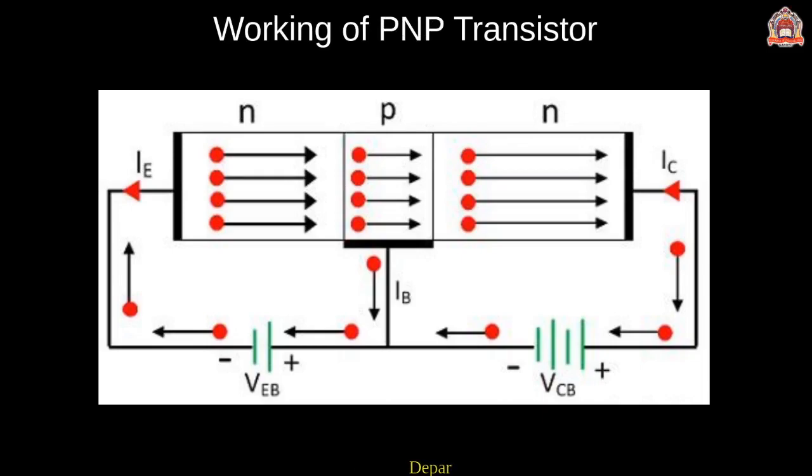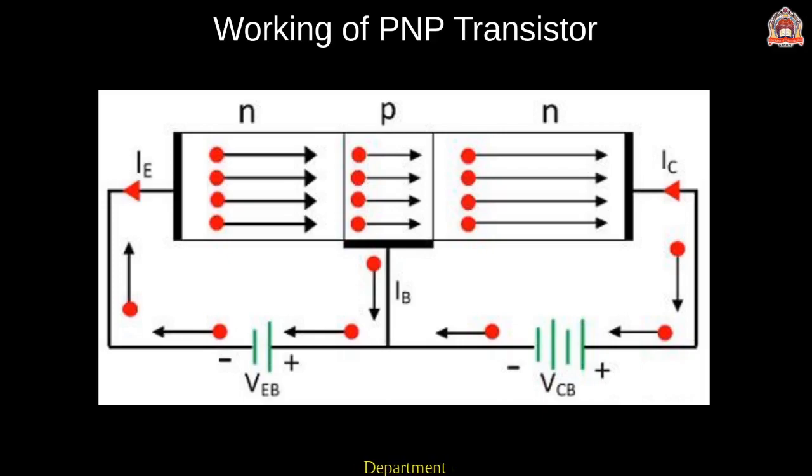Now we are discussing the PNP transistor. Here the emitter base junction is connected to the forward bias, due to which the emitter pushes the holes into the base. These holes constitute the emitter current. When these holes move into the n-type semiconductor material or base, they combine with electrons.